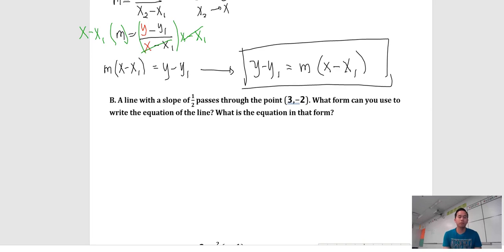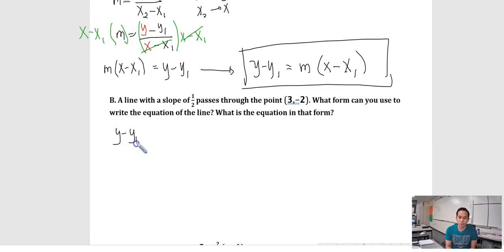Now I have here an example. A line with a slope of 1/2 passes through the point (3, -2). What form can you use to write the equation of the line? What is the equation in that form? In this problem, the slope and a point on the line are known, so we use the point slope form that we derived: y minus y1 is equal to m times the quantity x minus x1.